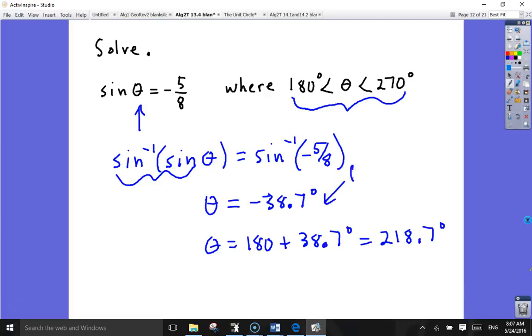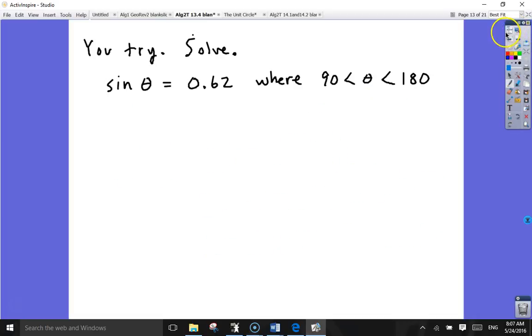So I'm going to say this is from the calculator. And the calculator is only going to give you values for sine inverse between negative 90 and positive 90. But we're being told you want the value that's across from it in quadrant 3. So you're going to have to do something to find it. Okay, let's try another one. Or you try.